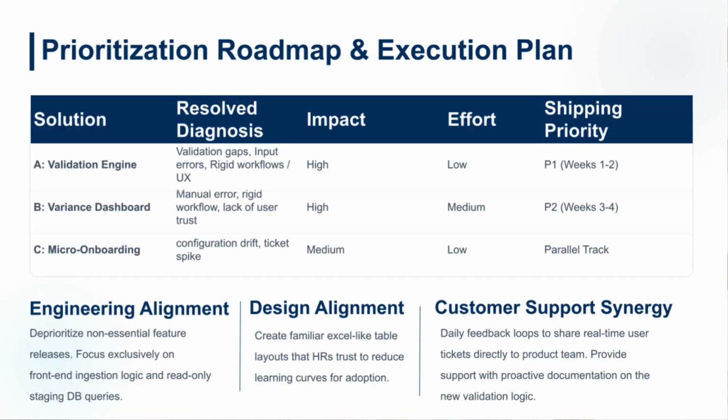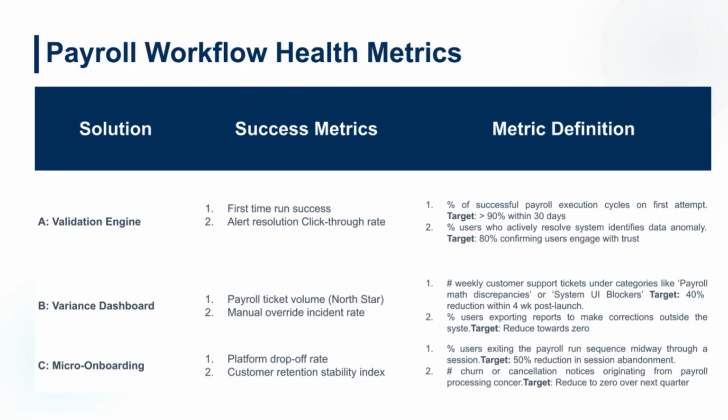In parallel, what I can do is ask my customer support team to route the daily feedback directly to the product team so that the product team gets real-time user tickets and can address them directly with the users. So bringing all 3 teams, engineering, design as well as the customer support team, we can map our success to some specific industry standard KPIs.